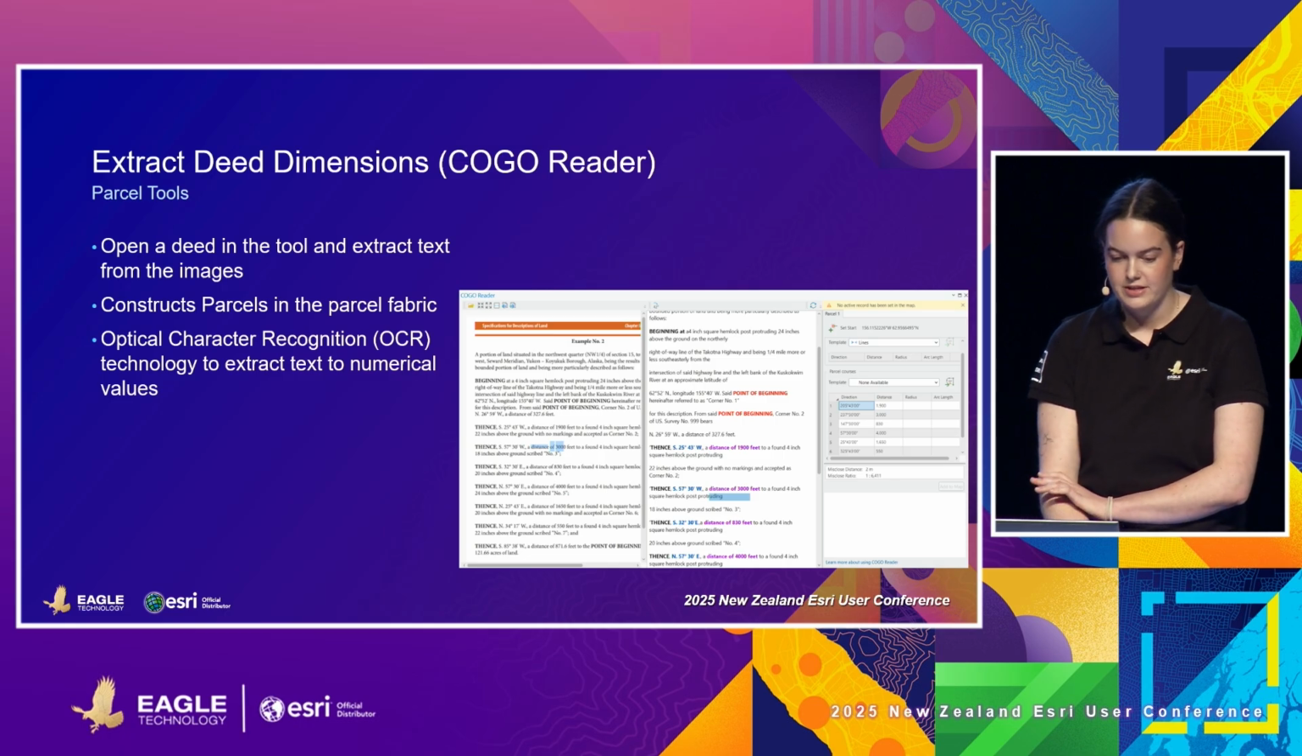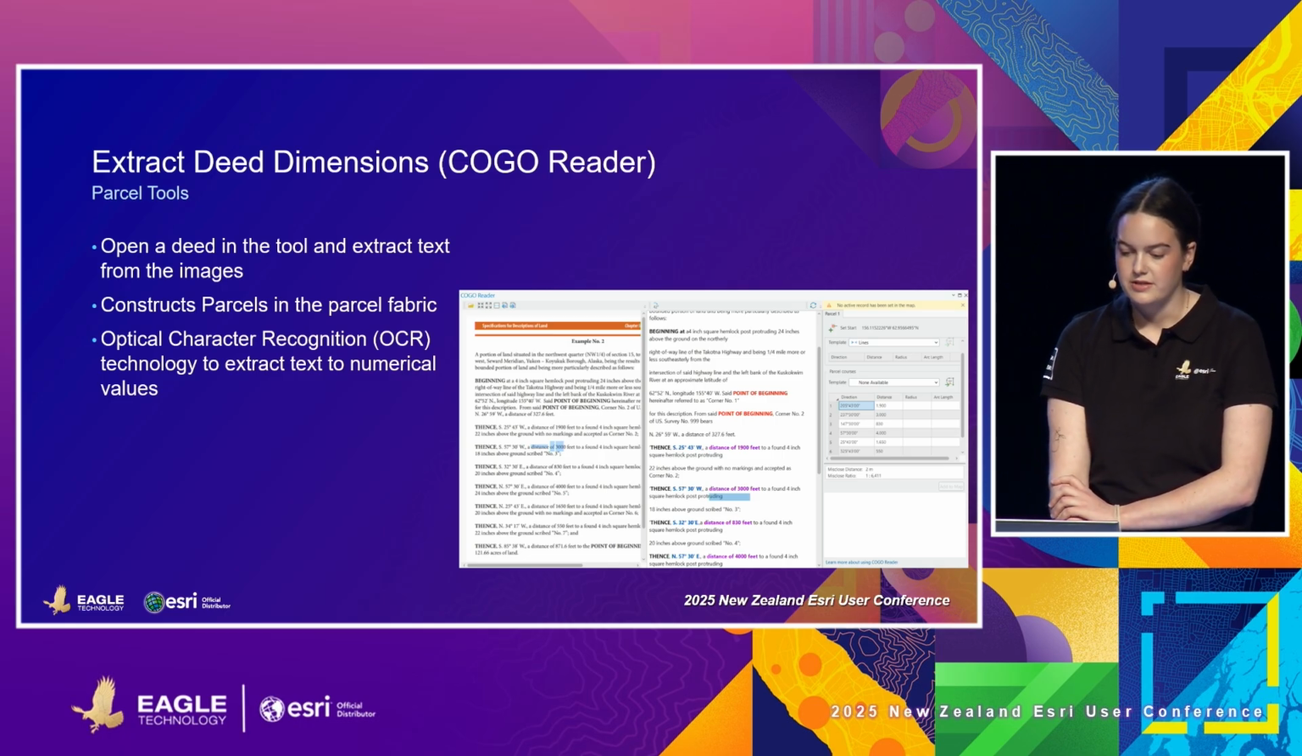We also have the Extract Deeds Dimensions or COGO Reader, which is a new tool that allows you to read dimensions off of deeds, converting the text into numerical values. These same deed courses can be manually entered into the Traverse tool. However, this allows room for error. And with the new COGO Reader, the values can be extracted from documents, saving time and hassle and reducing user error.